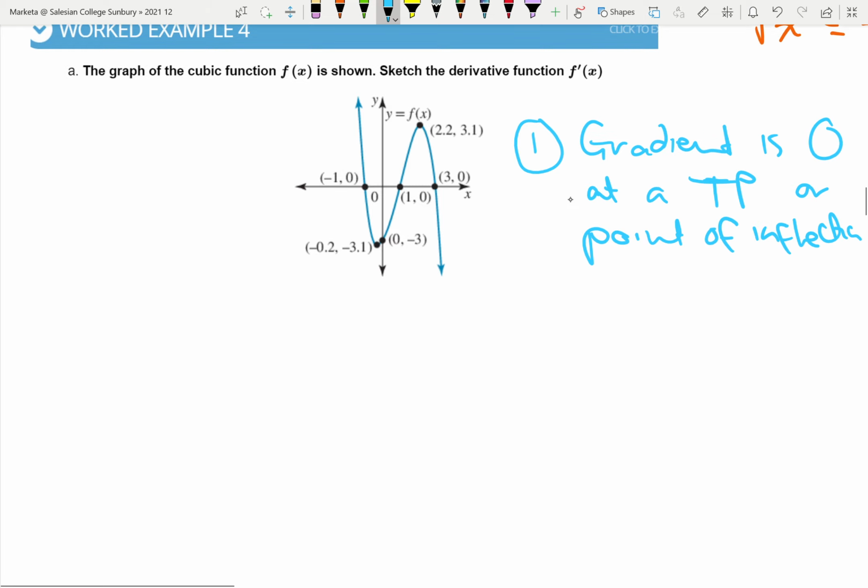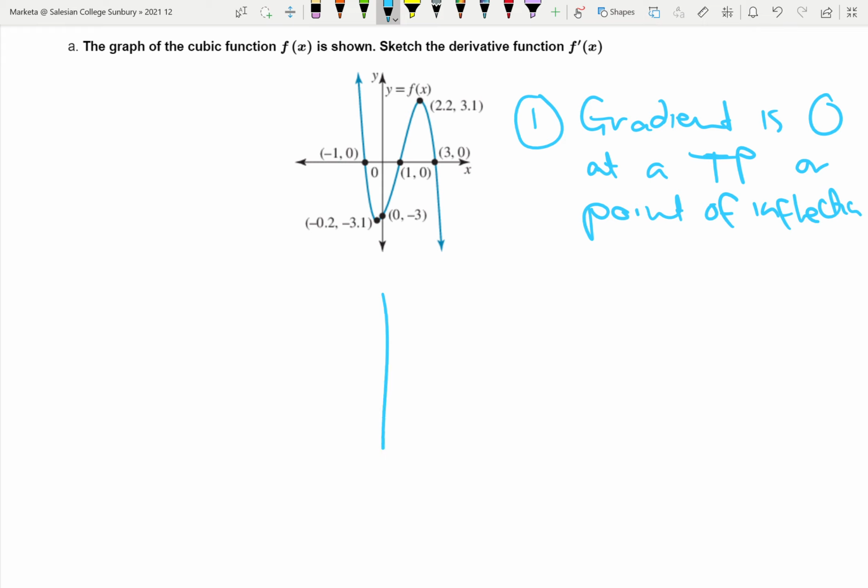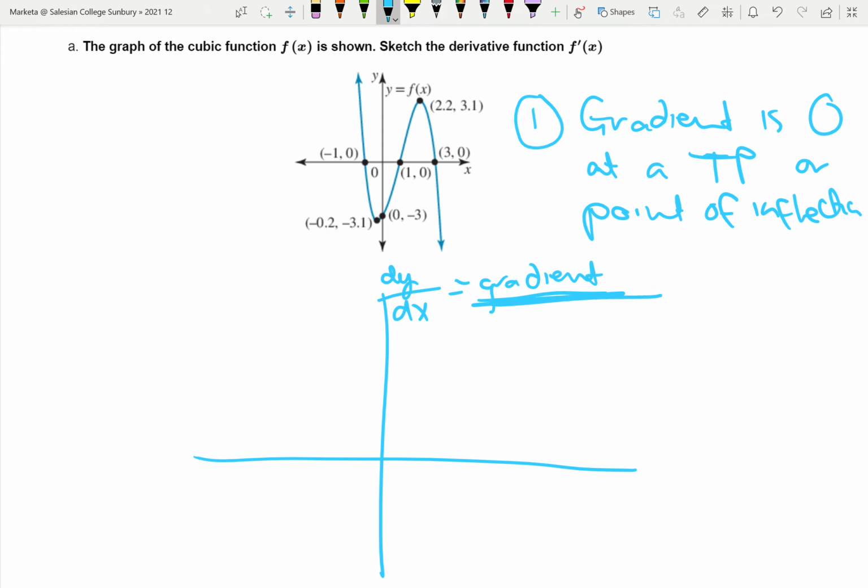So what we'll do, let's set up our axes, and you need to call it dy dx, which is the gradient. In year 11, I would have told you just put gradient, but for year 12, you want to call it dy dx. And really, you don't even want to write that there. If you need to, for the meantime, by all means do.